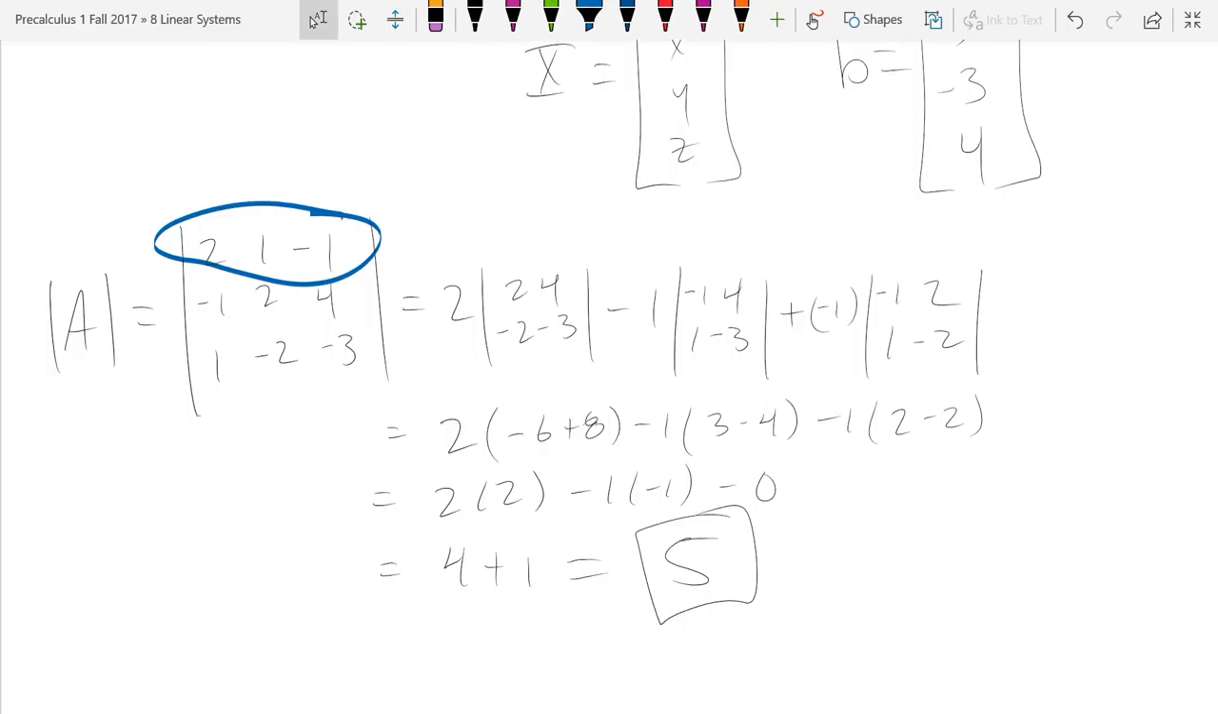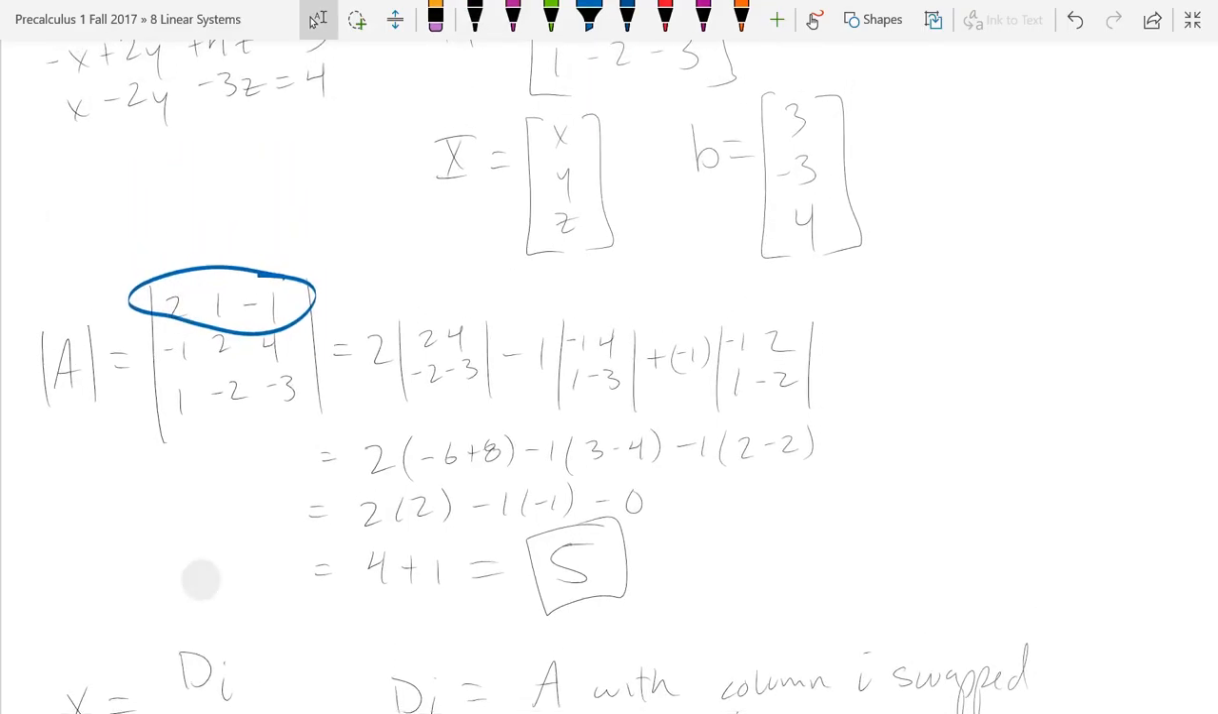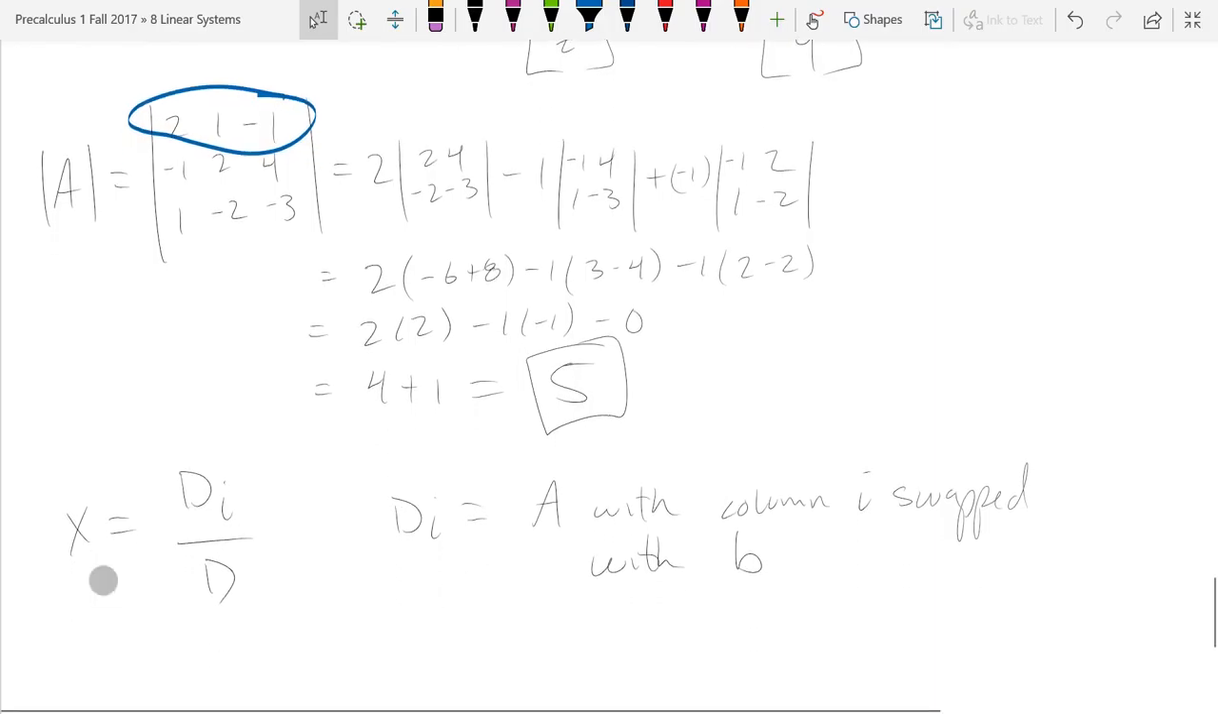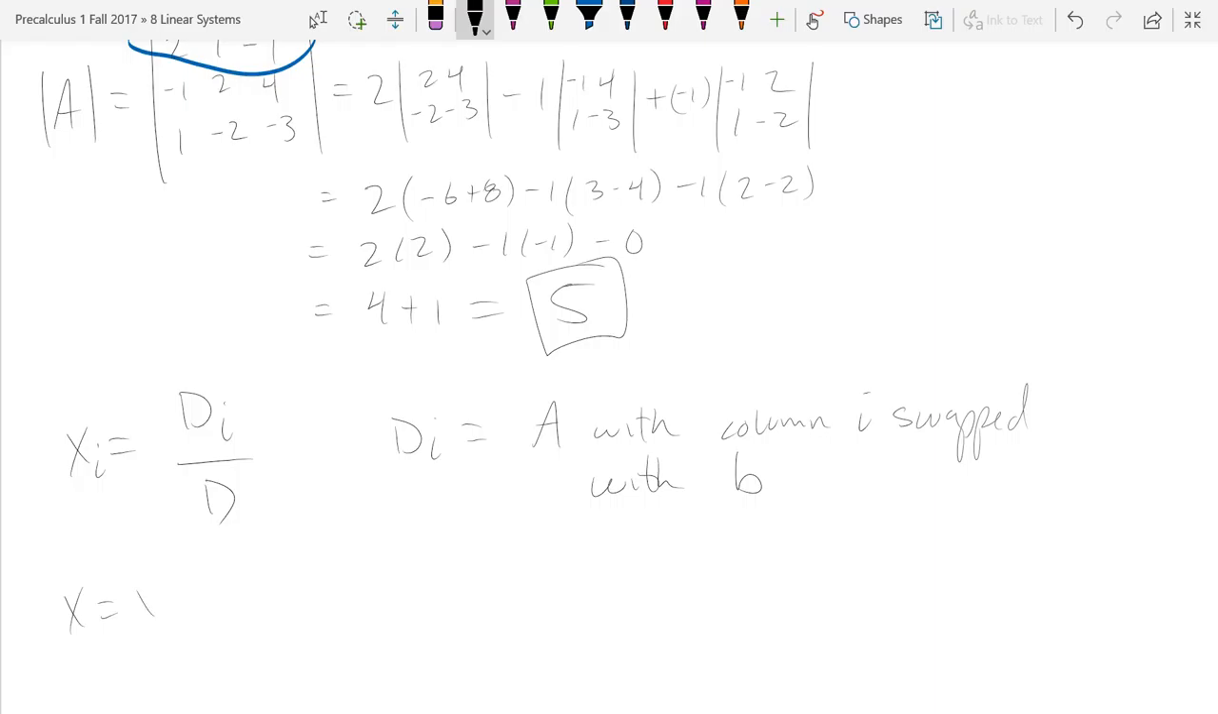All right, so what this tells us is Cramer's rule will work. We didn't get 0. So let's go ahead and find x, y, and z. So x_i is going to be D_i over D, where D_i is the determinant of the A matrix with column i swapped with the constant column. I call the constant column B. I did use x, y, and z. That's all right. x is x1, y is x2, and z is x3, just the first, second, third variable.